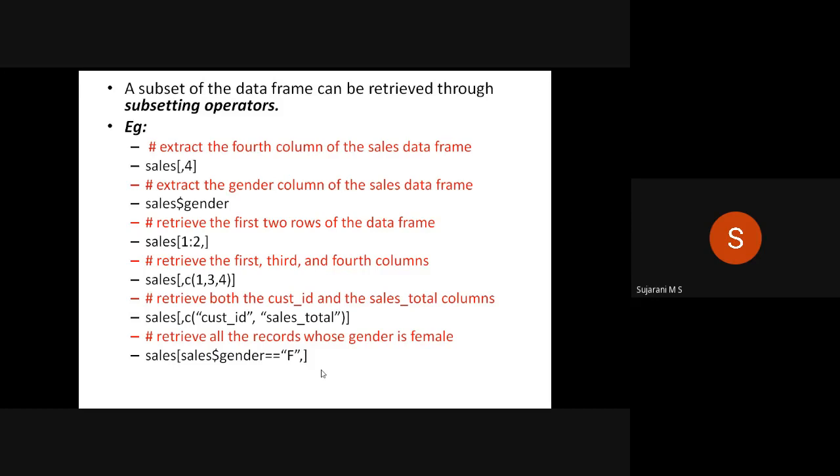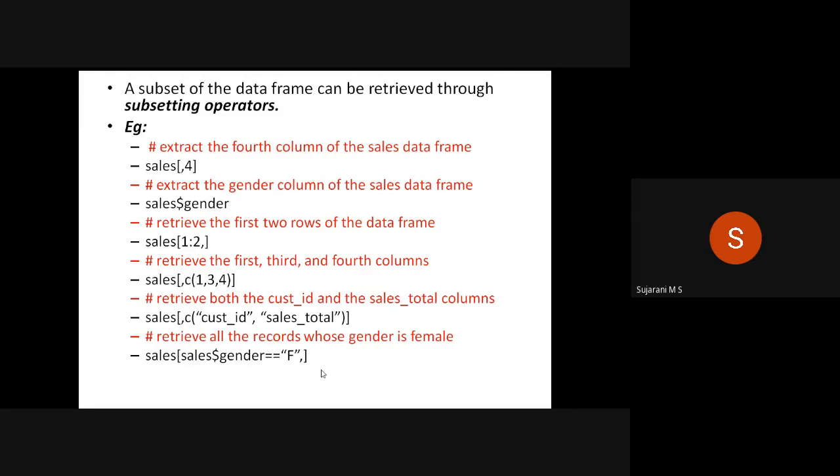So the first example extracts the 4th column of our data frame. Next, if you want to extract the gender data, we use sales, the dollar symbol, gender. Next, if you want to retrieve the first 2 rows of the data frame, only 2 rows instead of a column, then use our sales data frame name, sales, and in square brackets 1:2.